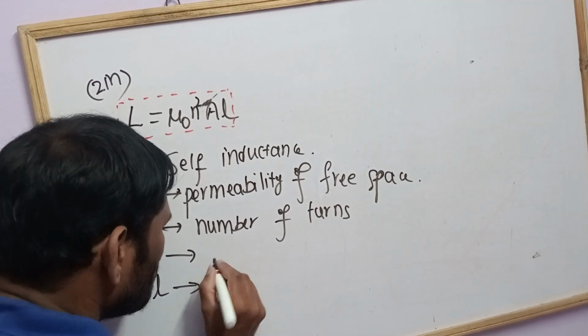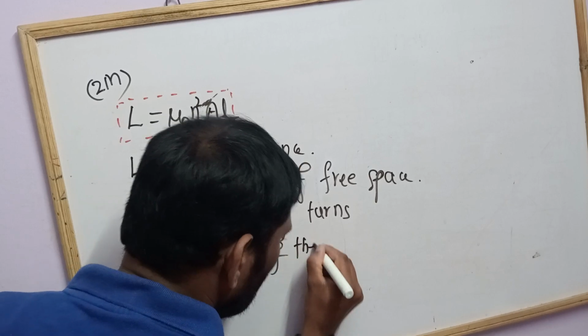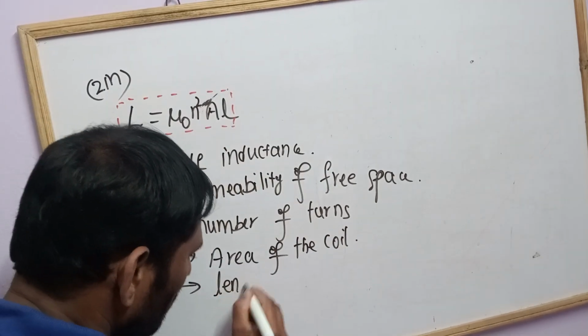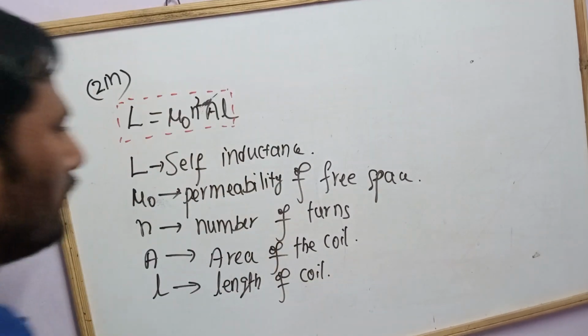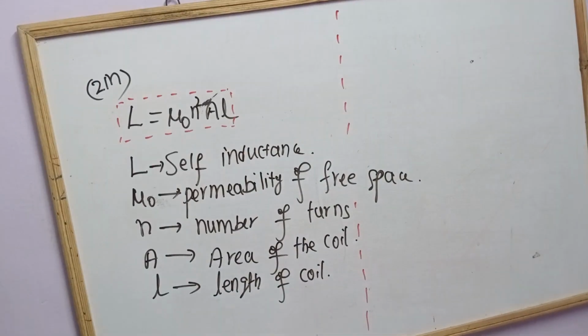What is this capital letter A? Capital letter A is the area of the coil. Small letter l is the length of the coil. So this is for the self-inductance of a coil.